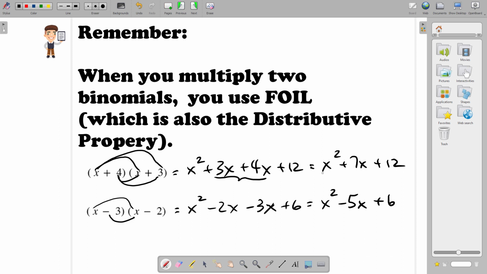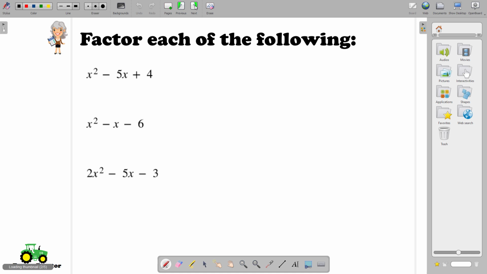Looking back here, we see that in order to get this x squared, we had to have an x here and an x here. And to get a 6, we had to have a 3 here and a 2 here. So let's take a look at some. Here, I know that if it factors, we're going to get two binomials.